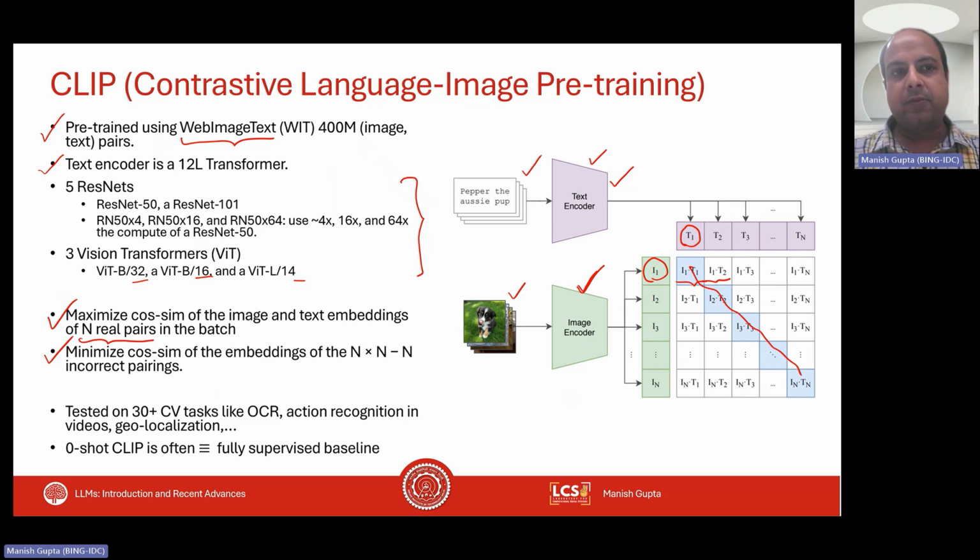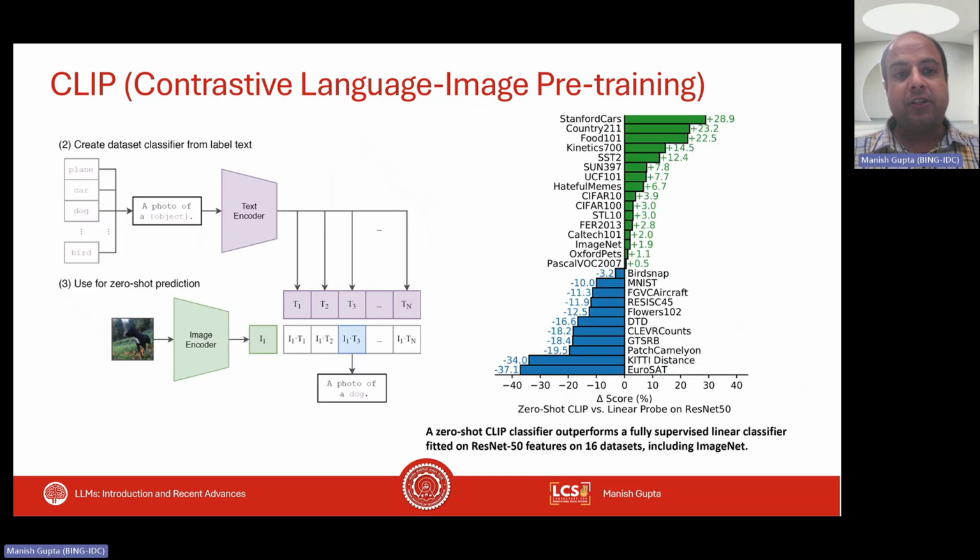So this is what gives awesome accuracy values. In fact, CLIP was tested on 30 plus computer vision tasks like OCR, action recognition in videos, and so forth. They found CLIP to be doing really well, even in a zero shot manner. It was found to be better than even fully supervised baselines. Here are more details about CLIP. Essentially, you can use CLIP even for zero shot classification problems which involve new classes at test time.